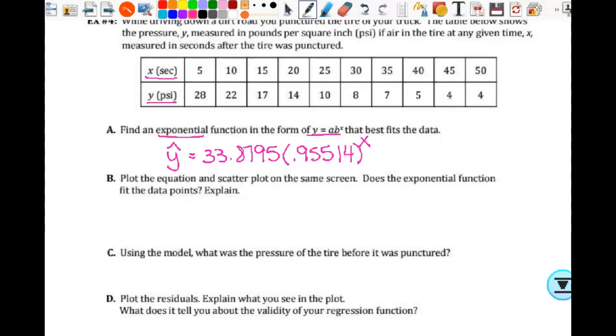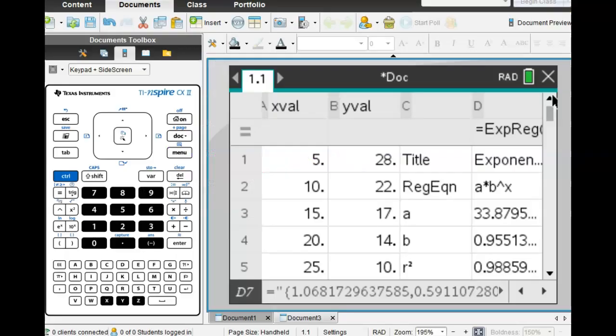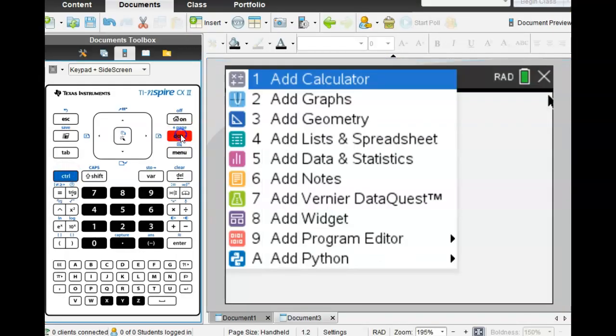All right, so then B says, plot the equation and scatter plot on the same screen. Does the exponential function fit the data points, and explain? Does B say anything about residuals? No, so we're not going to go down that road just yet. But it does say to plot the scatter plot and the equation. So on the calculator, I can't do it here, I know, so I'm going to need to add a page. What am I adding? How do I get the scatter plot?